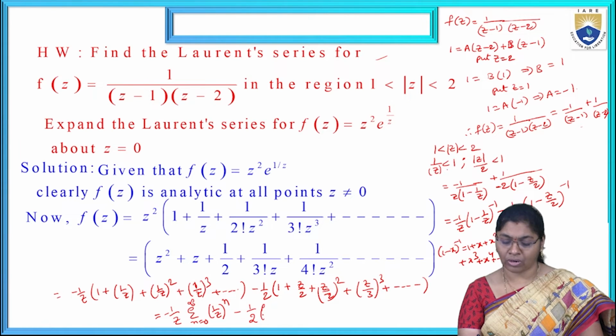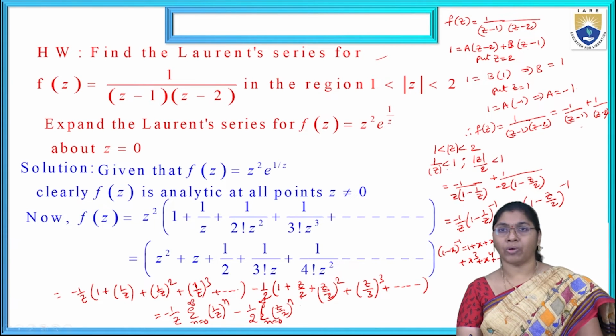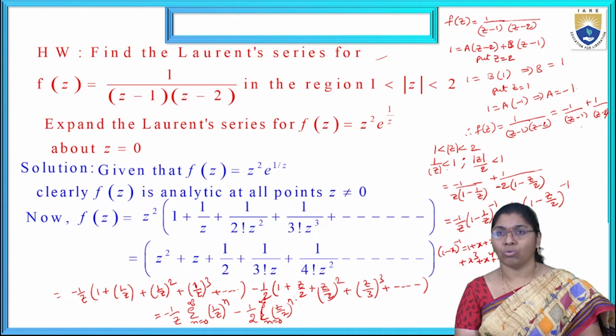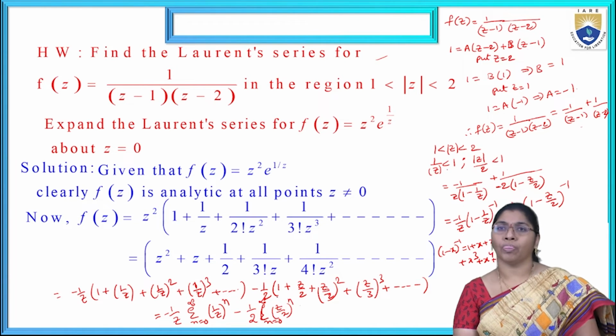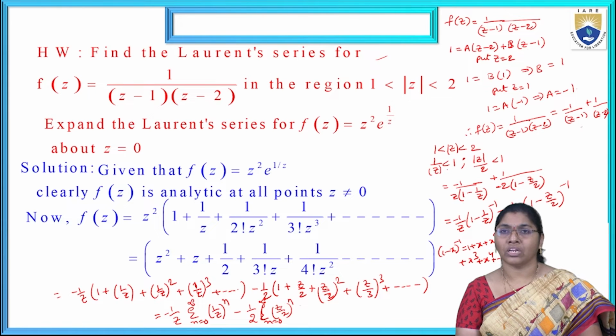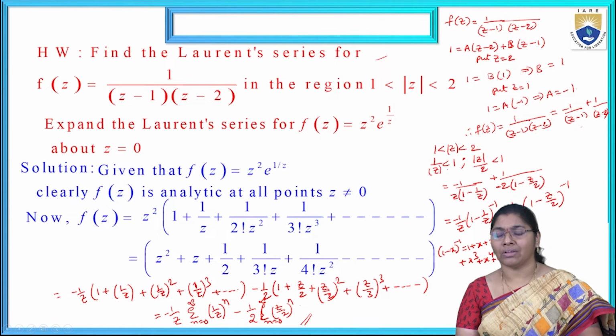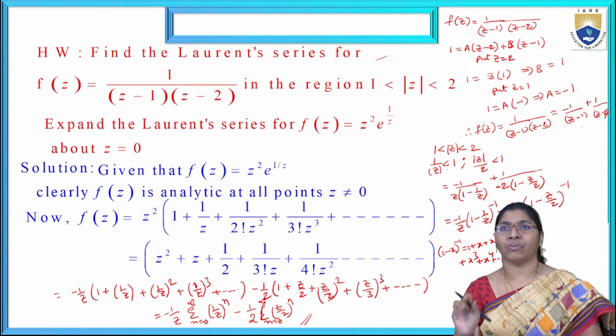Now minus 1 by 2 times the summation n equal to 0 to infinity of (z by 2) whole power n. Here n equal to 0 gives (z by 2) power 0, something to the power of 0, that value is 1. Next, (z by 2) power 1, (z by 2) squared, (z by 2) cubed, plus up to so on. Now this is the complete expansion, the Laurent series expansion.